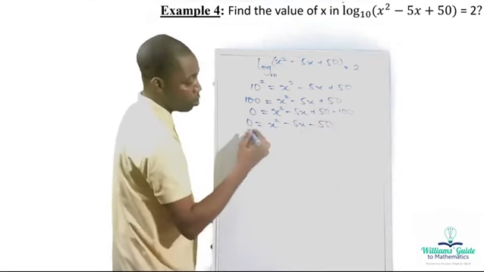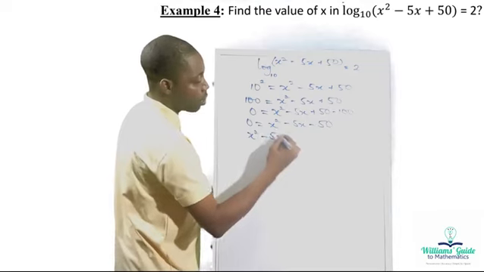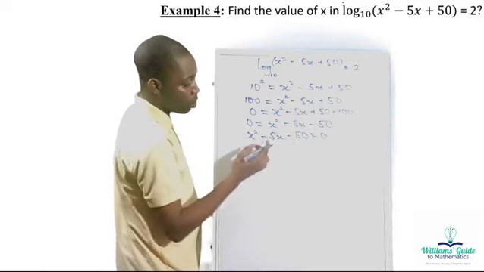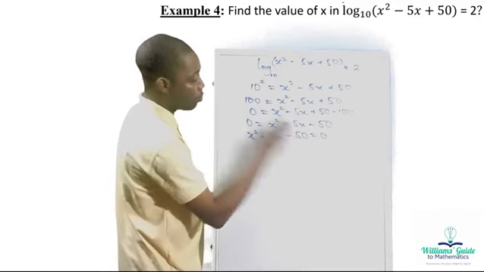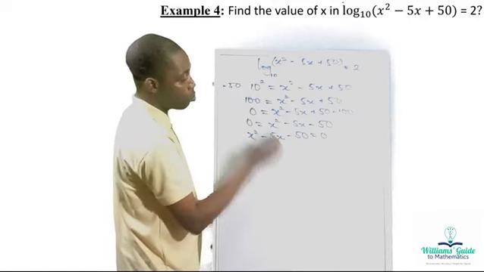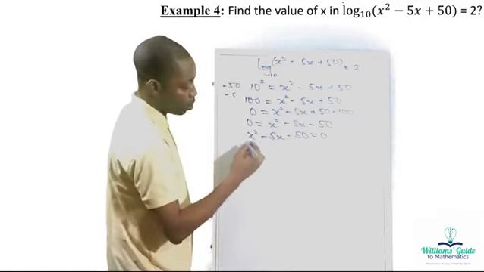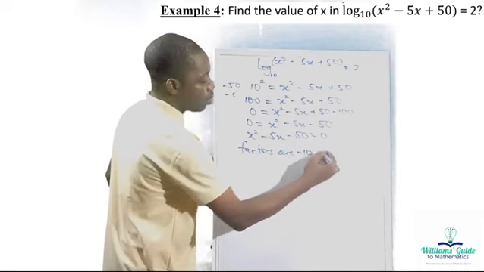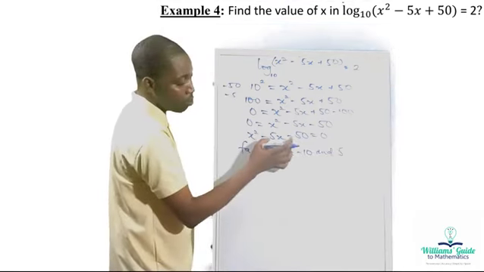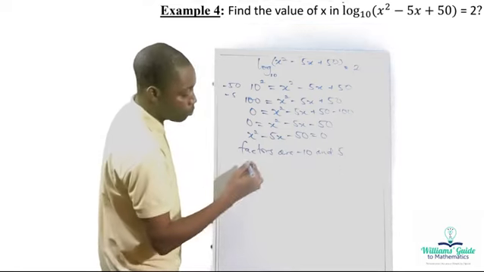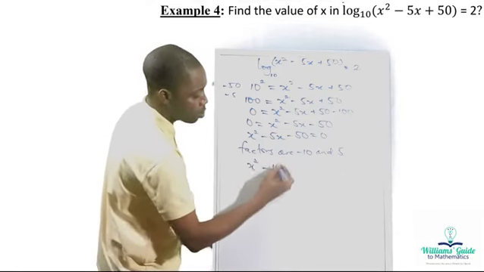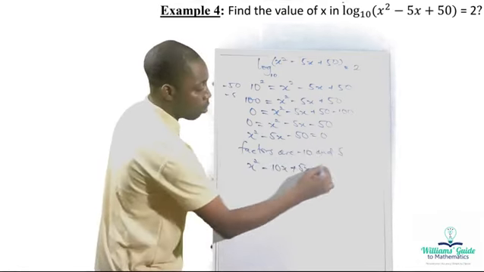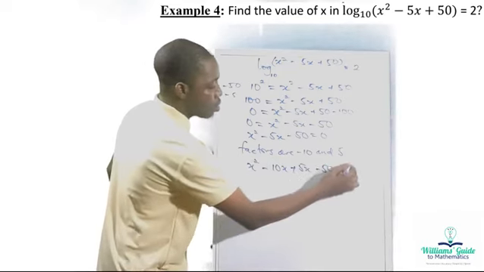I can rearrange this to give me x squared minus 5x minus 50 equals 0. Now we have a quadratic equation. We think of two numbers that will give us minus 50 and add to give us minus 5. You will agree with me that those two factors are minus 10 and 5. So I will split this minus 5x using minus 10 and 5. So we have x squared minus 10x plus 5x minus 50 equals 0.